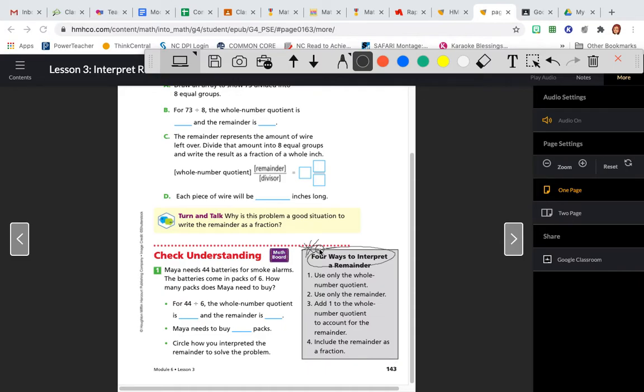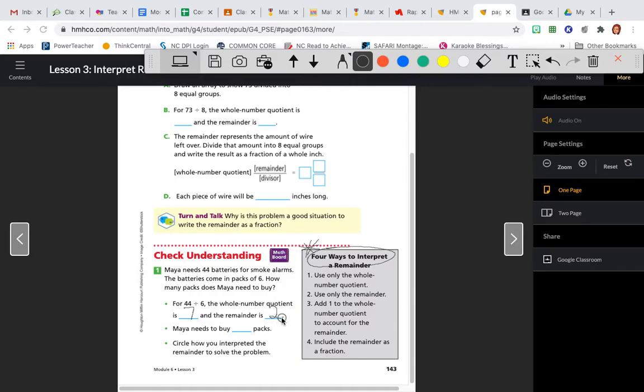Maya needs 44 batteries for smoke alarms. The batteries come in packs of 6. How many packs does Maya need to buy? So we need to create an array. So you can go somewhere on your paper, on your whiteboard, on a piece of notebook paper, and you're going to draw your array. And when you do, for 44 divided by 6, the whole number quotient is going to be 7, and the remainder is 2.